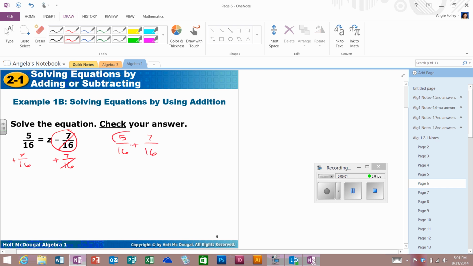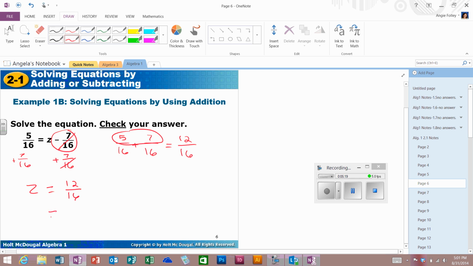Now, if you want to write this over to the side so it looks a little nicer, when you add, remember, as long as you have a common denominator, that's okay. So we're going to get 12 over 16, okay? So z equals 12 over 16. I just wrote it the other way. I don't know why I like to write my variables on the left side.